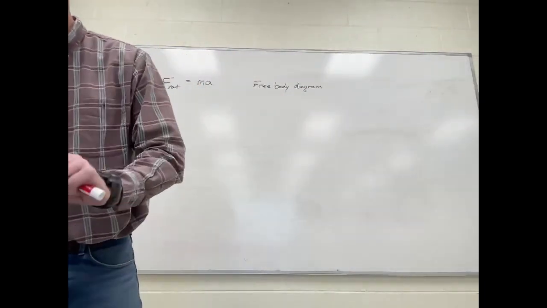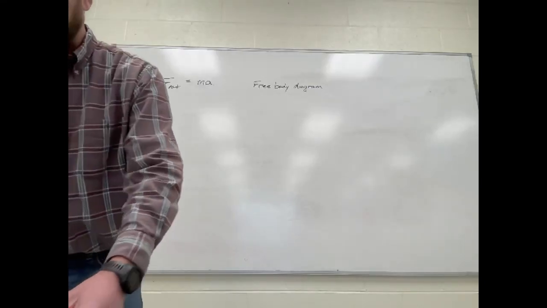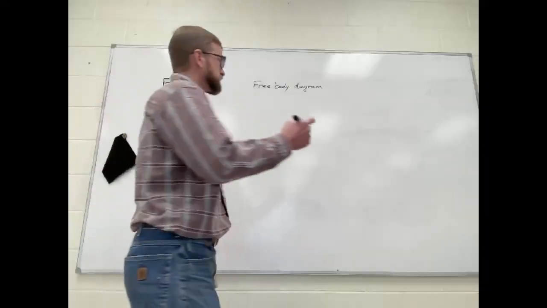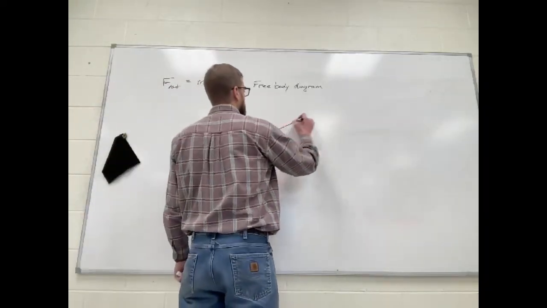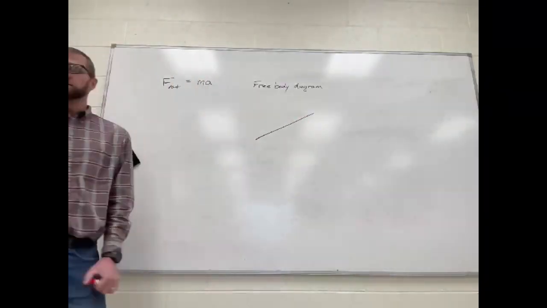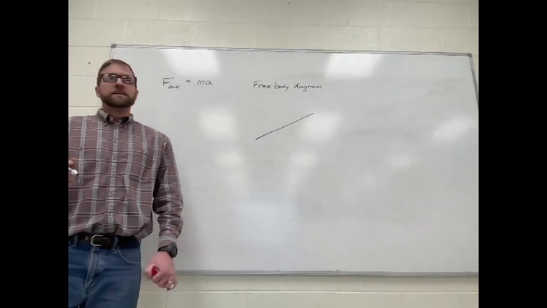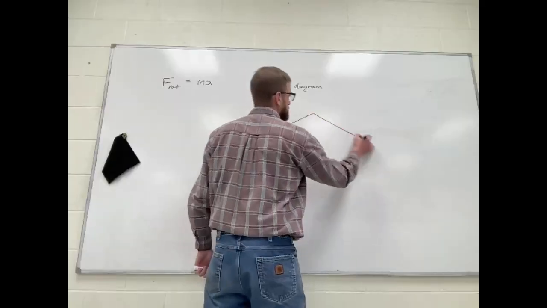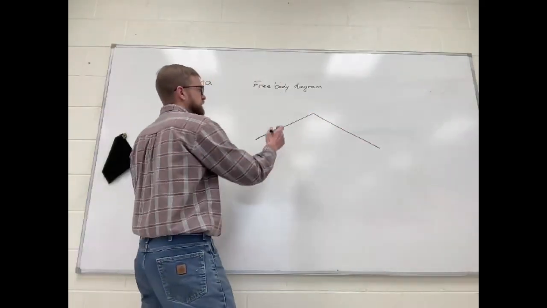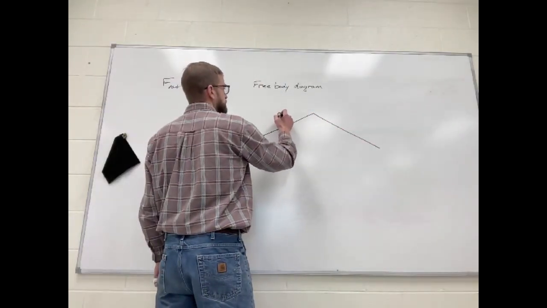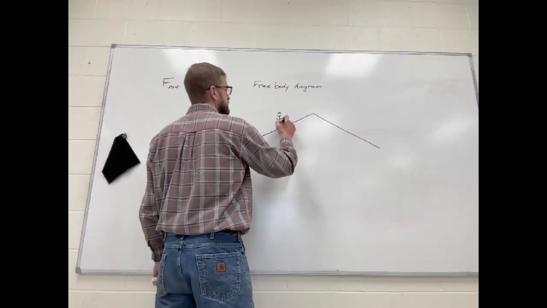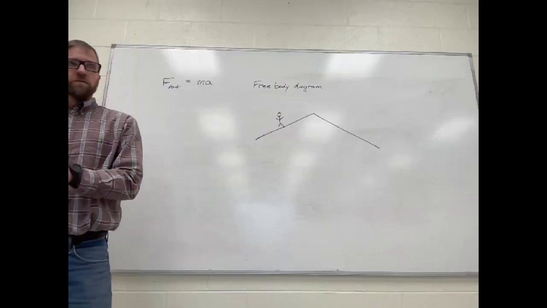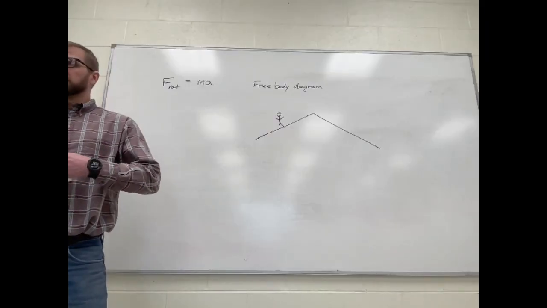The first one is: a man is standing on a roof that makes an angle of 30 degrees with respect to horizontal. Doesn't matter if you draw it this way or the other way. The guy could be standing on either side of the roof. Let's put him over here. So here he is, standing on the roof, and we want to label all the forces that are acting on him.